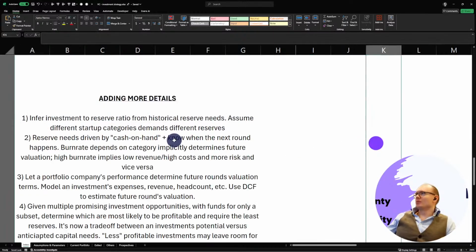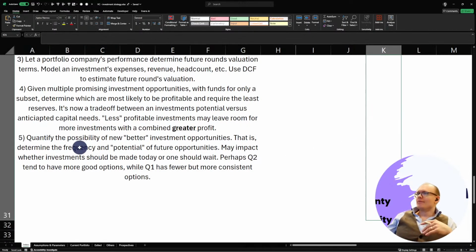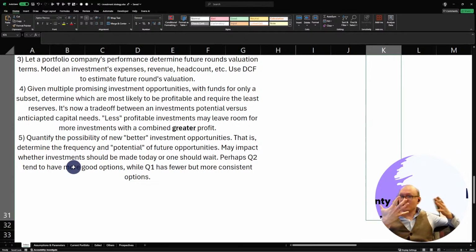And finally, I need to stop clicking this every single time, and I just did it again. And finally, we might want to quantify the possibility of a new, better investment opportunity coming sometime in the future. So that requires us, again, to start to model things such as, what is the frequency at which investment companies will start to reach out to us? And what is the potential, that is the value or the expected prospect potential of such companies when they appear? And again, similarly, this will impact whether an investment should be made today, or maybe we should wait altogether.